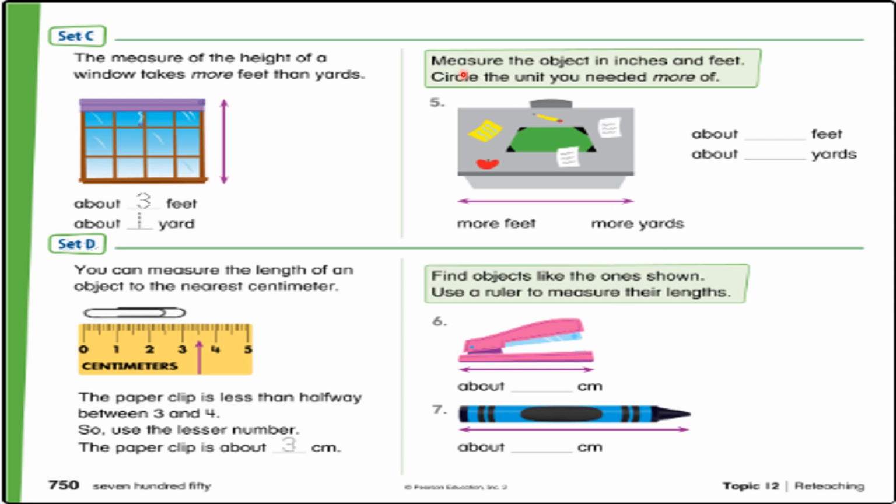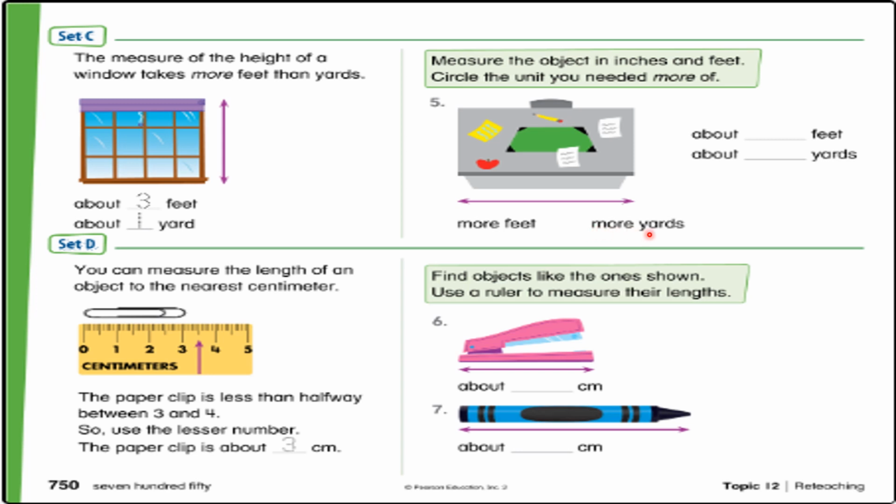Okay, so next page, measure the object in inches and feet. Circle the unit you need more of. So here is the desk given in the picture. You can choose your dining table or your study table, measure it in inches and feet using the measuring tape, and write here about how many feet and about how many inches it is, and then you have to circle the unit you need more of.